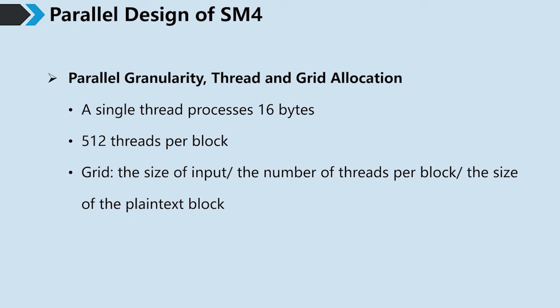The upper bound of threads is 1024. We tested that 512 threads per block can achieve the best performance, and we set the size of the grid as the size of input divided by the number of threads per block divided by the size of the plaintext block.